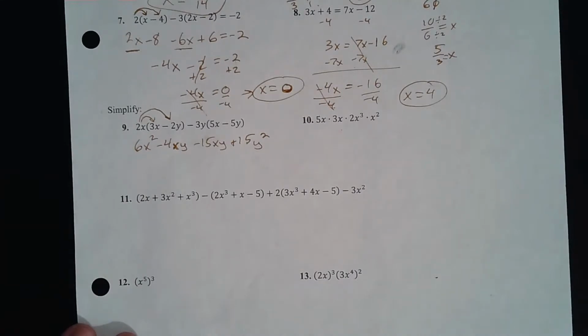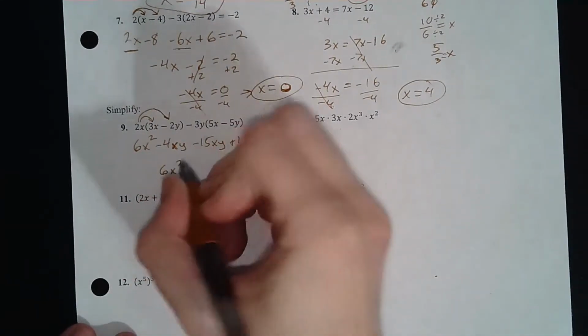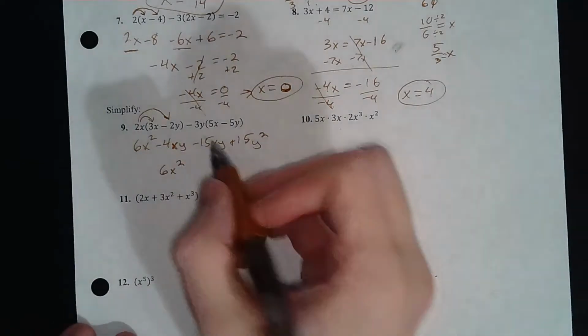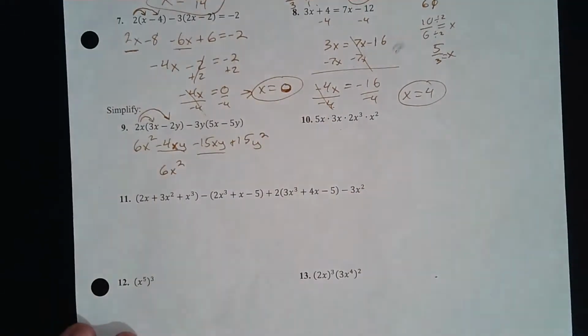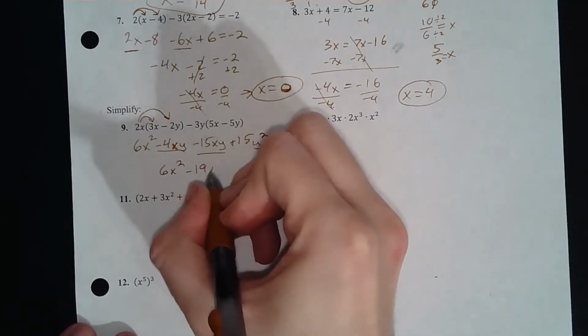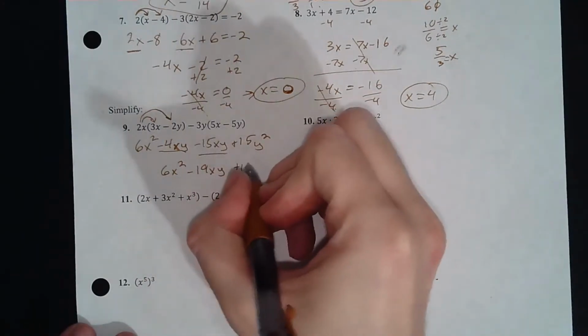Finally, we have to add like terms. The 6x squared doesn't have any like terms, so we can leave it alone. -4xy minus 15xy, though, those are both like terms. We can underline them if we wanted to. -4 minus 15 is -19xy. After that, we just copy that last 15y squared and we're done.